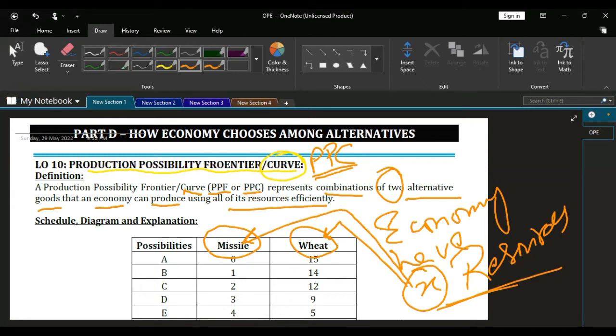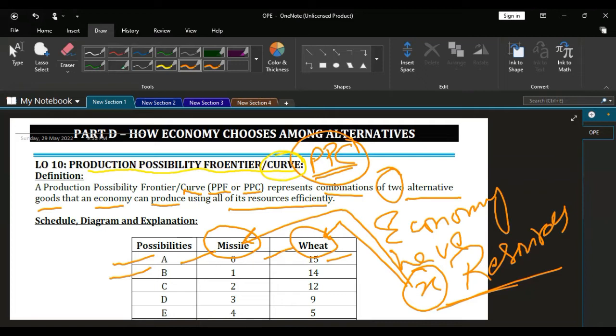Here the concept of PPC helps us to analyze how many missiles should be made along with the production of wheat. Both goods can be produced at the same time in different quantities, depending upon the nature and quantity we require for our daily life. So we have different combinations. The first combination is that we do not produce any missiles and produce 15 kg wheat. For example, it's an example.